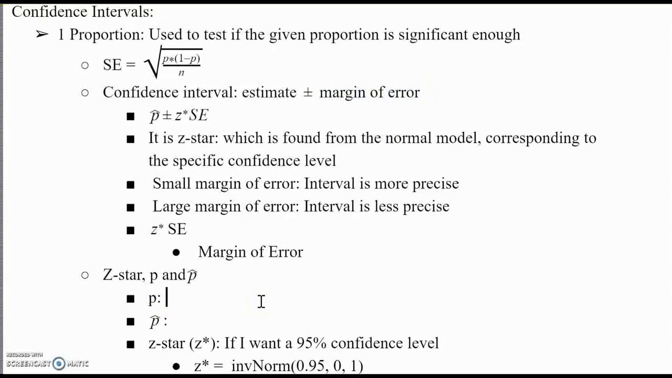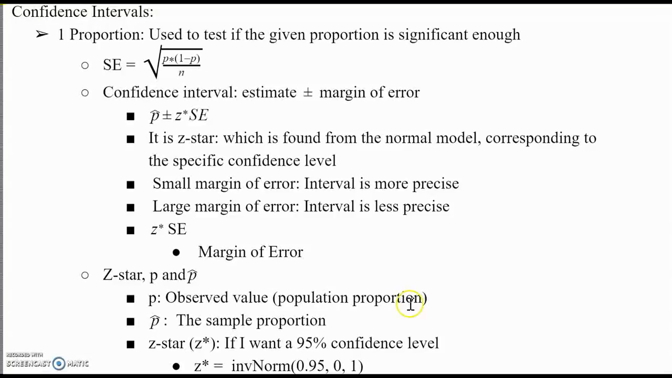Now what is p? P is your observed value, and p hat is the sample proportion. So what does it mean by observed value? This just means your population proportion. So if these could line up, p hat and p could definitely be equal to each other, and they can definitely be not equal to each other. But p means, what does the population say about your variable? What is the proportion of your population? P hat is based off your sample.